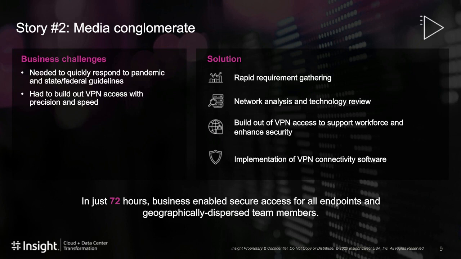In just 72 hours, we were able to enable these folks for all their endpoints, and in a very geographically dispersed situation, we were able to get all of these guys the access that they needed. One of the testaments to this being such a quick turnaround was they happened to be a managed services client of ours, so we already had some knowledge and access into their environment, so that rapid requirement gathering allowed us to analyze the network beyond where we were providing some service for them, and to review the technology and their capabilities to support that.